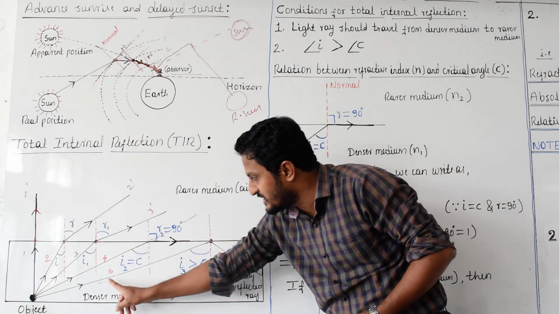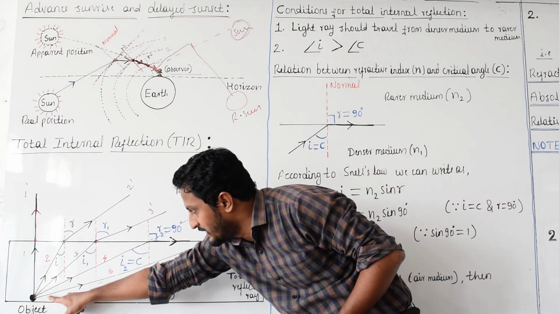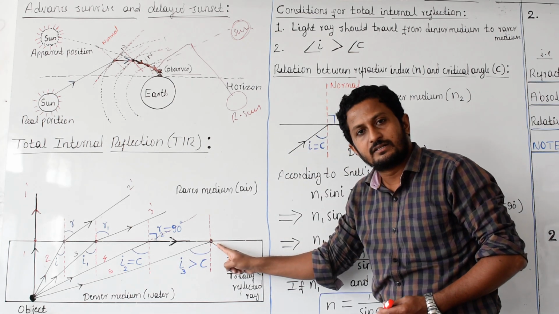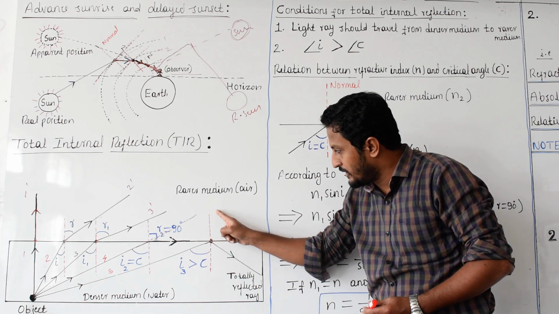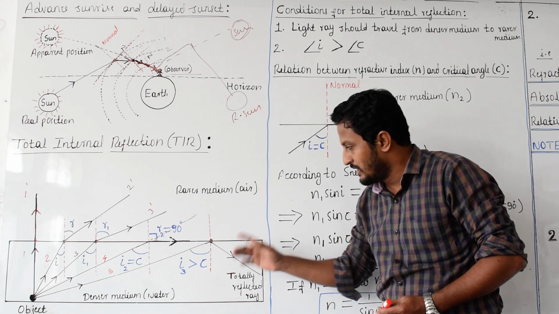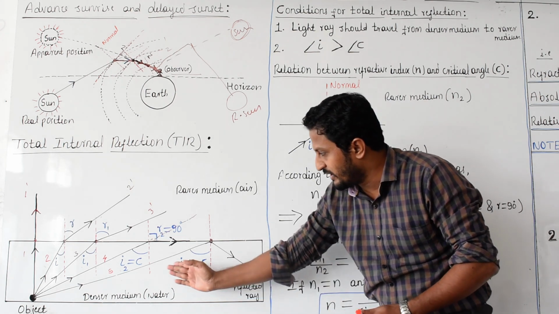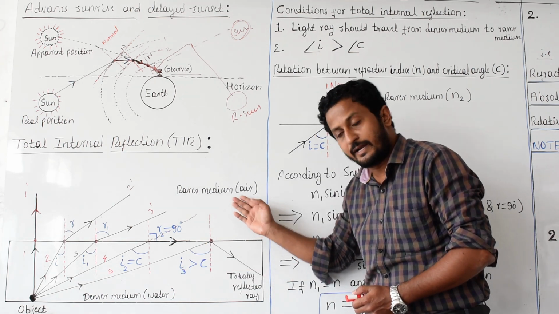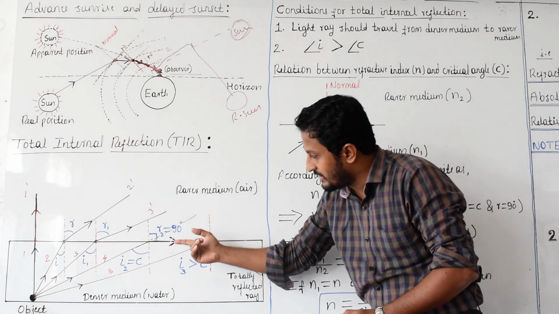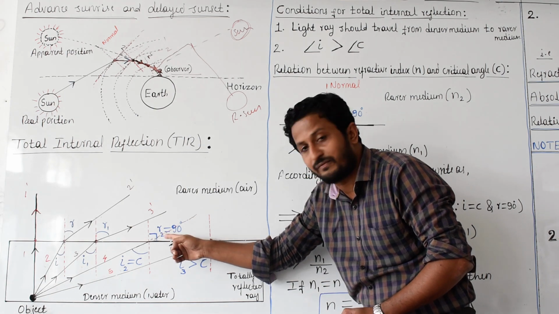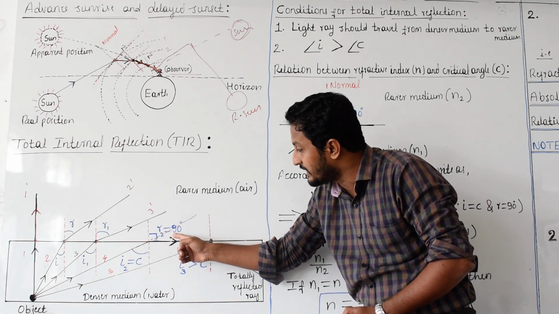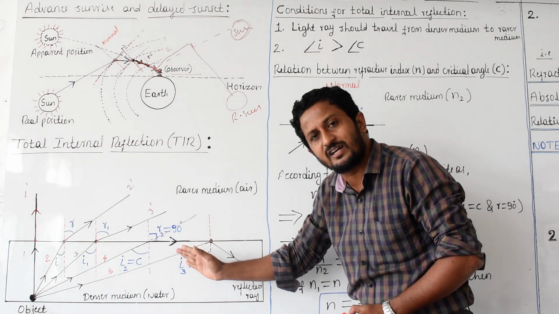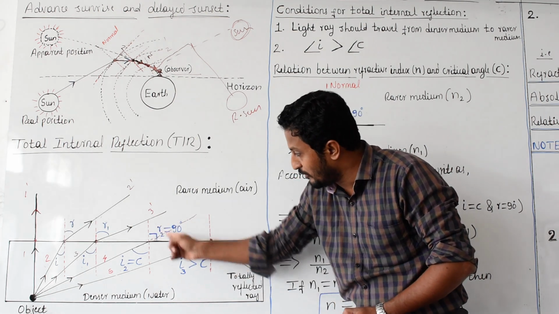Now, focus on this fifth light ray, which is coming and is incident at this point. To that, you have to draw a normal. Now, what is happening? It is moving from denser to rarer, so it bends away from the normal. Previously, the angle of refraction became 90 degrees. Then this light ray bends like this. Again it keeps moving away from the normal.